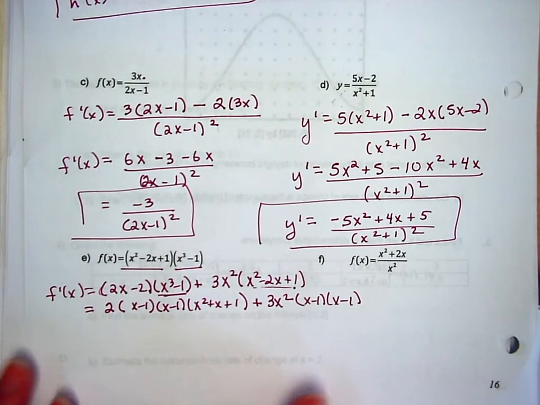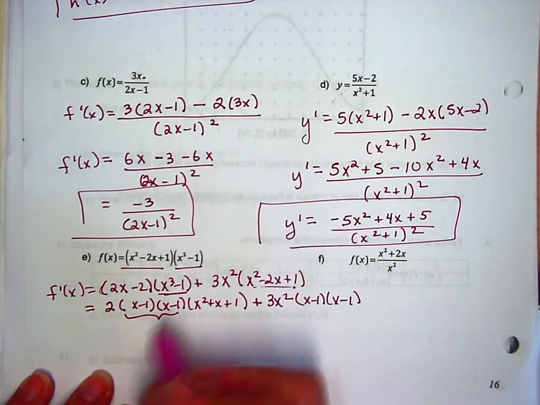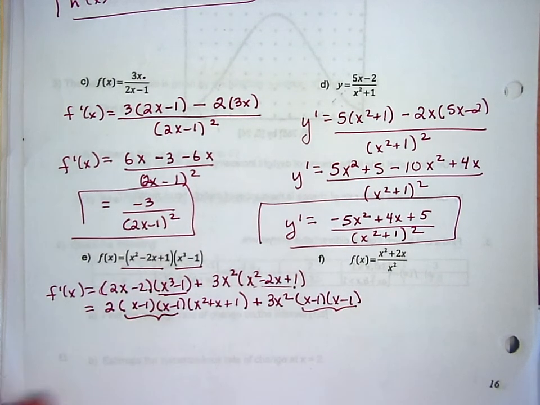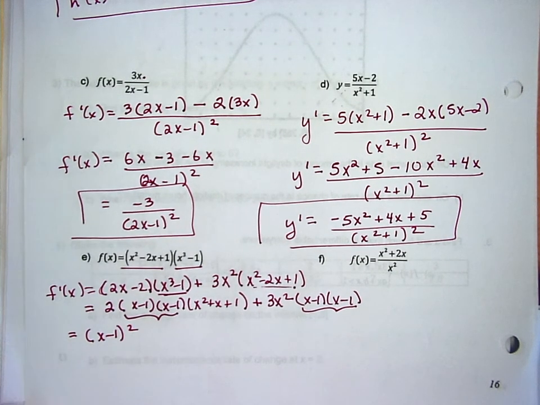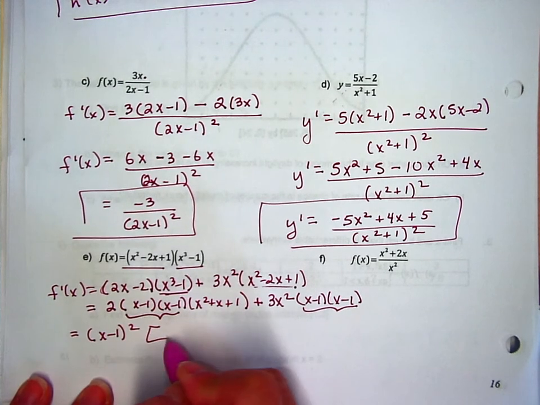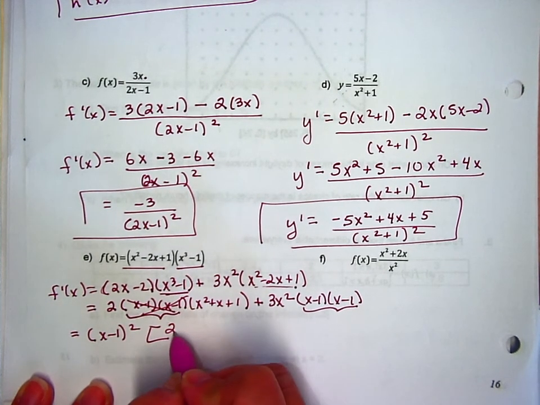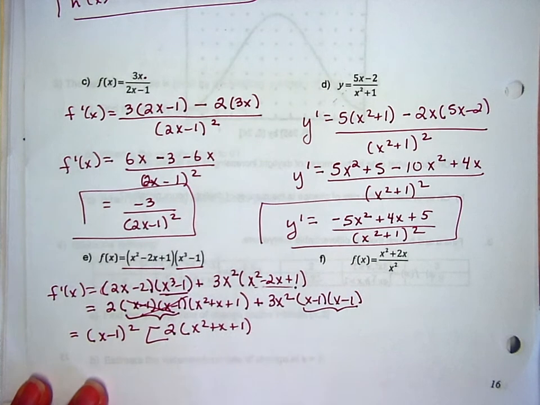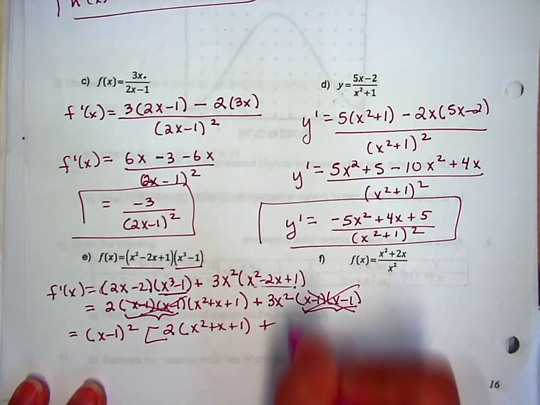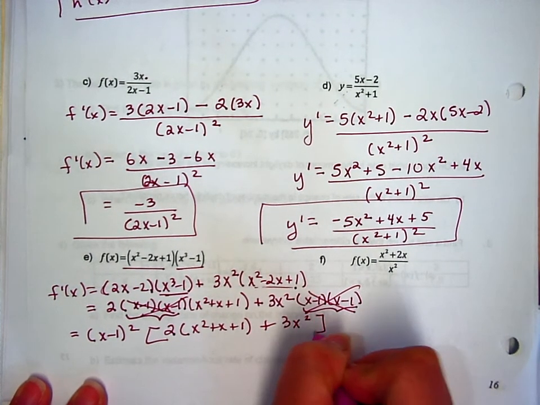So here, we don't want to multiply all this out. I see a couple common factors. I notice that both terms have the x minus 1 quantity squared. So I'm going to go ahead and factor that out. So x minus 1 squared is going to come out of both of them. So that means from this term, the 2 is still left. The x squared plus x plus 1 is still left. Here, that comes out. The only thing that's left is the 3x squared.